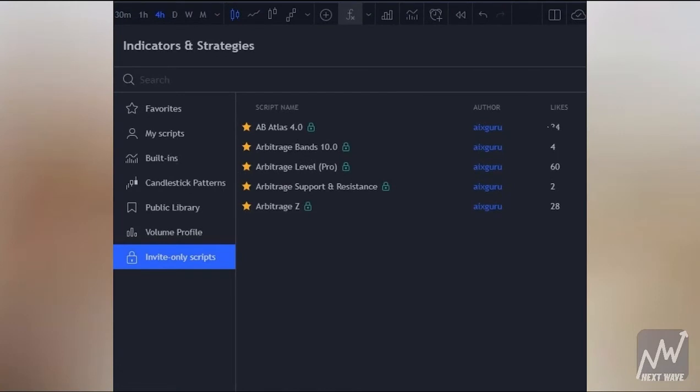And so this is what it looks like when the bands are sent to you, and this is where you find them. You're going to go under invite only scripts, and you're going to get a list of these 5 indicators. I'm going to be explaining to you what they all do one by one.